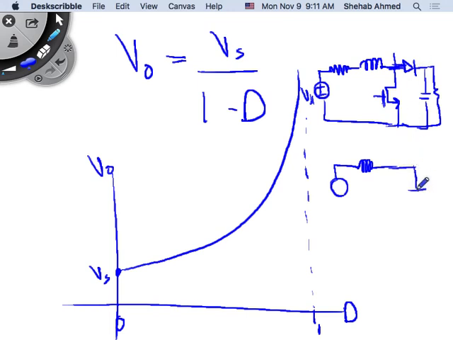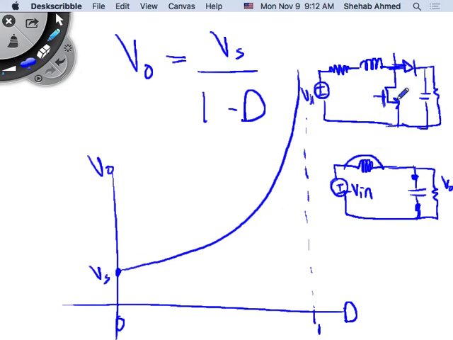Diode was on. I have my output capacitor, the resistor. This is a DC source. This is a short circuit. This is an open circuit. Right? So I'm connecting my input to my output, and that's why the minimum value of output voltage, for duty ratio of 0, is Vs.